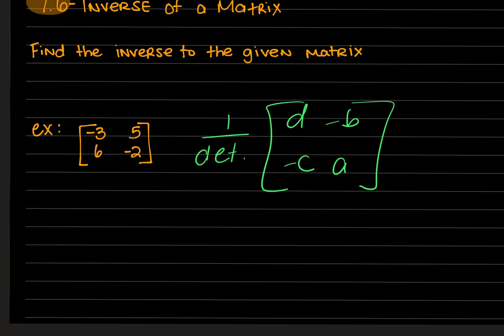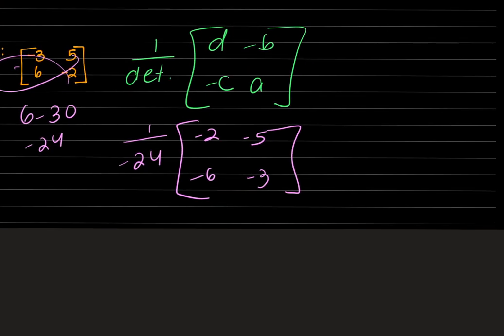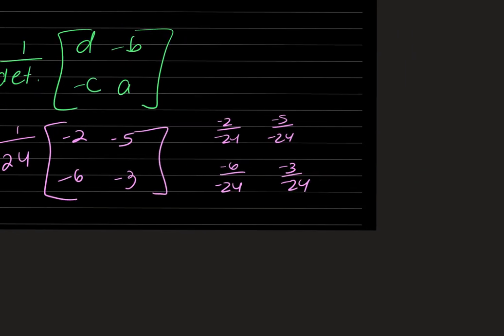The other mistake was, when I do the determinant on this guy, I get 6 minus 30, which is negative 24. I do 1 over negative 24. Switch A and D, so it would be negative 2, negative 3. Negate B and C, so it's negative 5, negative 6. And then when you multiply that in, negative 2 over negative 24, negative 5 over negative 24, negative 6 over negative 24, and negative 3 over negative 24, you then have to reduce these. So it should become 1/12, 5 over 24, 1/4, and 1/8. The most simplified form of your inverse is what you should leave at the end.